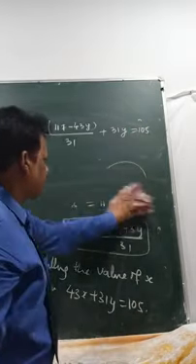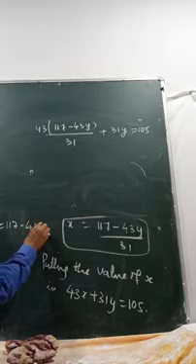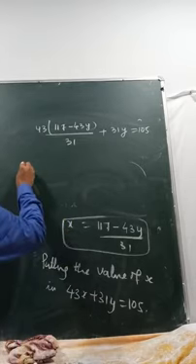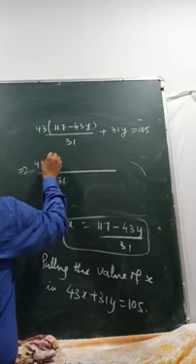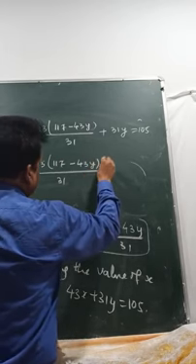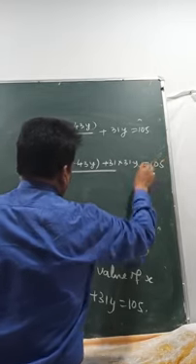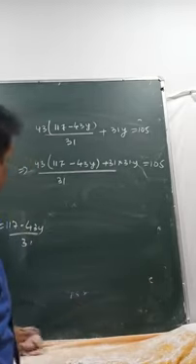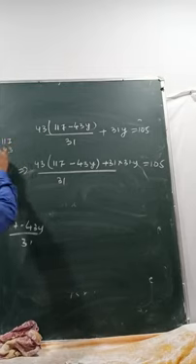How to do? Now take LCM again. So what is LCM? 31 is LCM. So 43 into (117 minus 43y) plus 31 into 31y equals to 105. Okay. So how to simplify? Now 43 into 117, multiply 117 by 43.